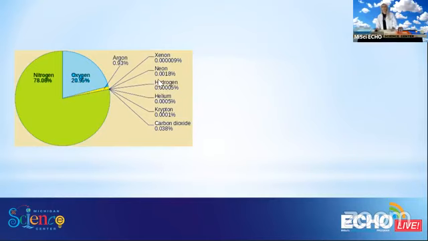So hydrogen does not make up 5% of the atmosphere. It's not 0.5% of the atmosphere. It's actually 0.0005% of the atmosphere. So a 5 with 4 zeros in front of it. So a very, very small amount of our atmosphere is made out of hydrogen.